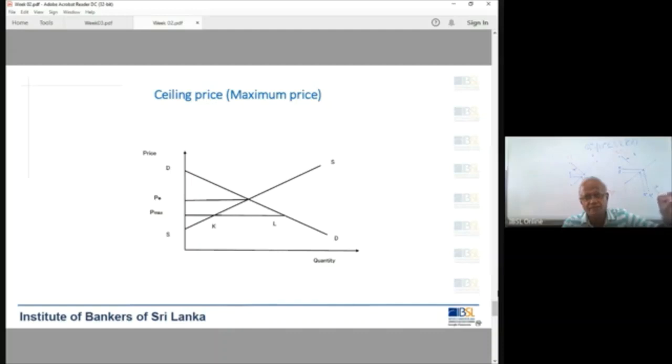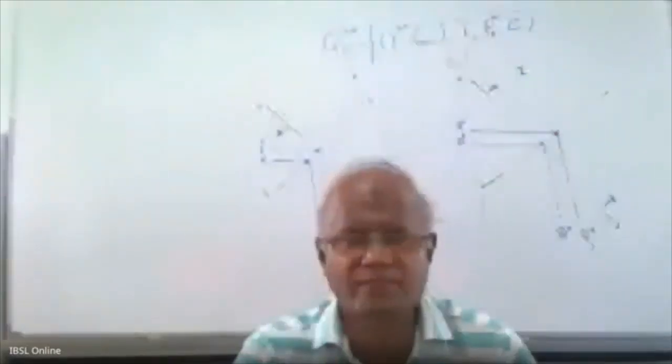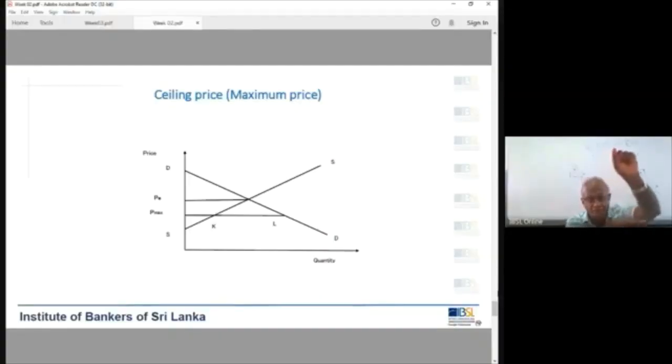So the government, let's say for food items, essential items, let's say PE is the food price. Government thinks this price is too high. Some people cannot afford it. So a ceiling price, maximum price, is imposed below the market clearing price, PE. Government thinks this market determined price, the market clearing price, is high. Therefore, government puts the price control, the ceiling price, below that level. Obviously, that should be the case.